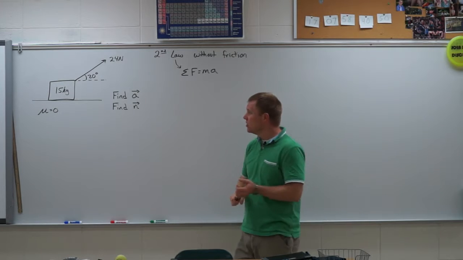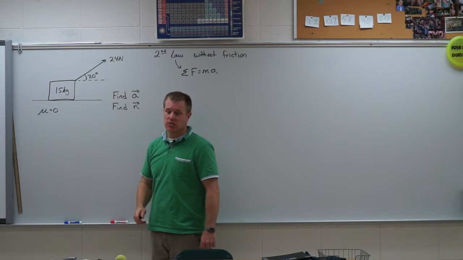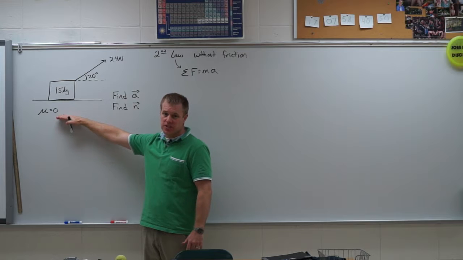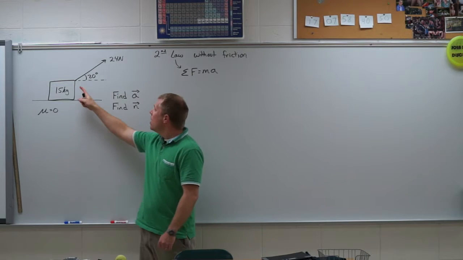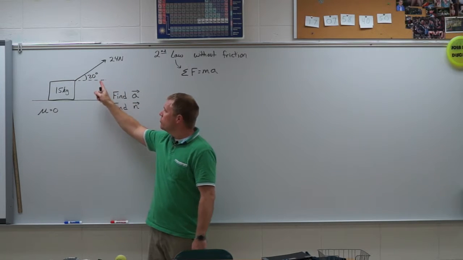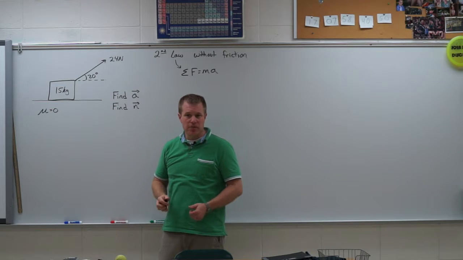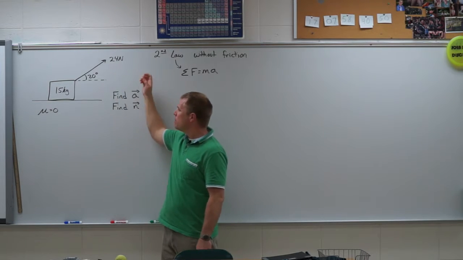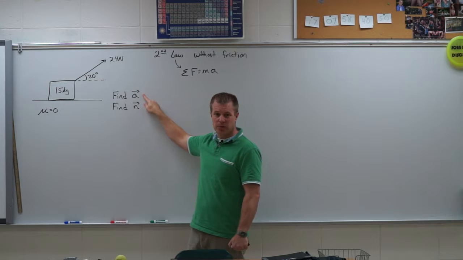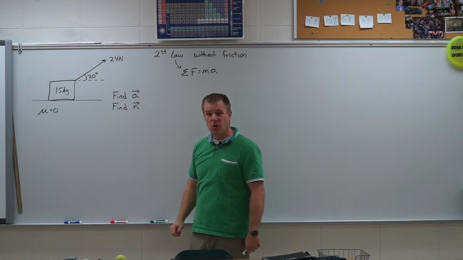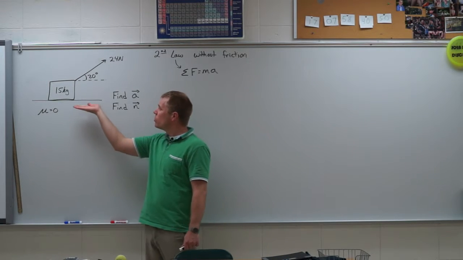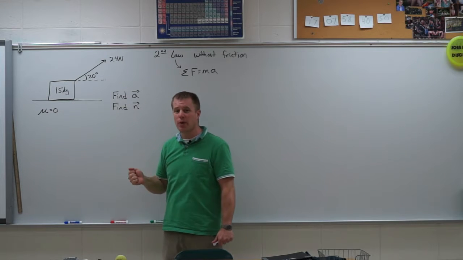Alright, so the example we're going to look at is we have a 15 kilogram block on a frictionless surface. We'll look at friction in another video. And there's going to be a 24 Newton force applied at an angle of 20 degrees above the horizontal. We're going to pull on that block and we want to figure out what's the acceleration of the block and what's the normal force acting on the block. What's the force from the surface below it?